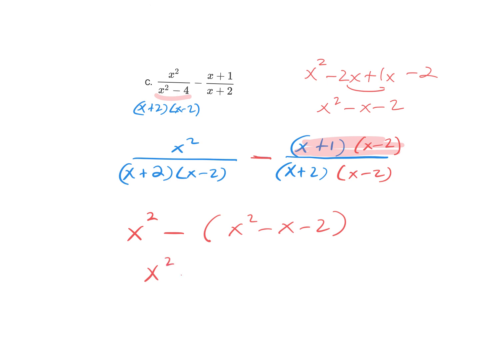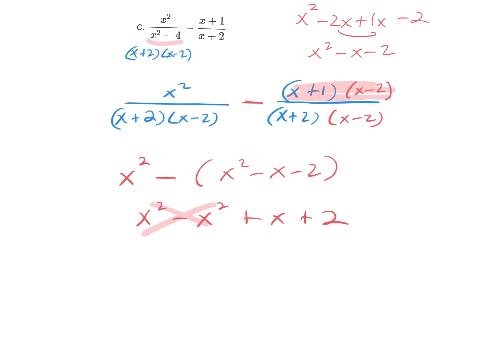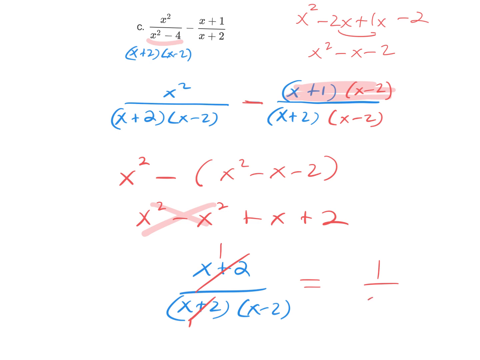So it becomes x squared minus x squared plus x plus 2. Notice here, these will cancel. And now I'm left with x plus 2 over x plus 2 times x minus 2. The x plus 2's cancel. I'm left with a 1 behind. So my final answer is 1 over x minus 2.